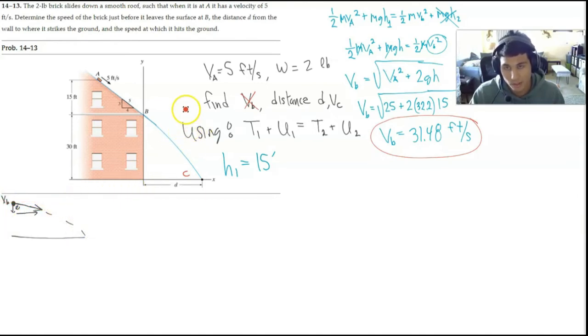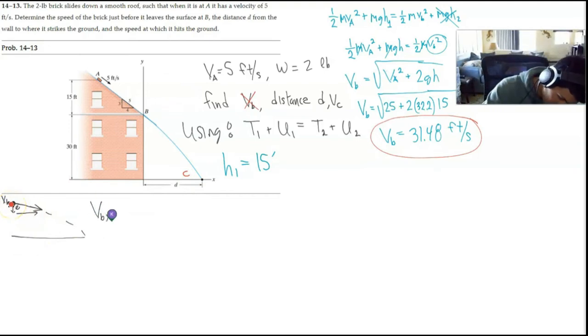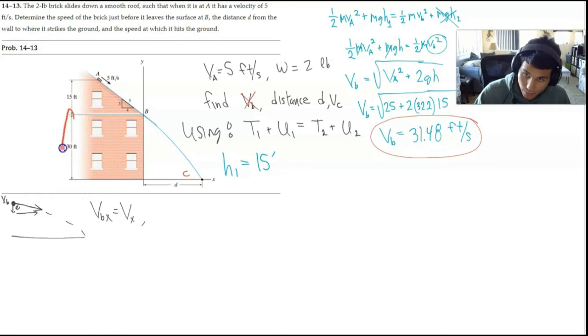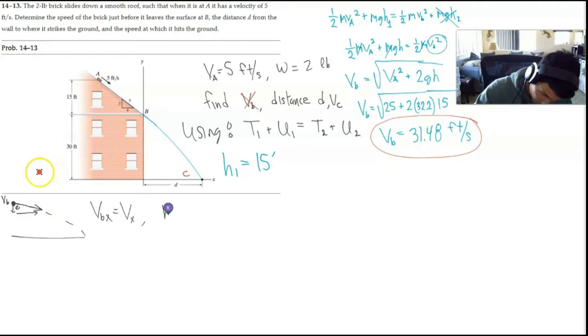But since this is only an entry-level class, we do not have air friction, so we can assume VBX just to be Vx. So in other words, it's not going to slow down, right? The horizontal velocity at this point will be the same velocity at this point. Okay. However, the vertical velocity won't. Let's find that vertical velocity. Okay, we have 30. So we'll just write h2 is equal to 30 feet.